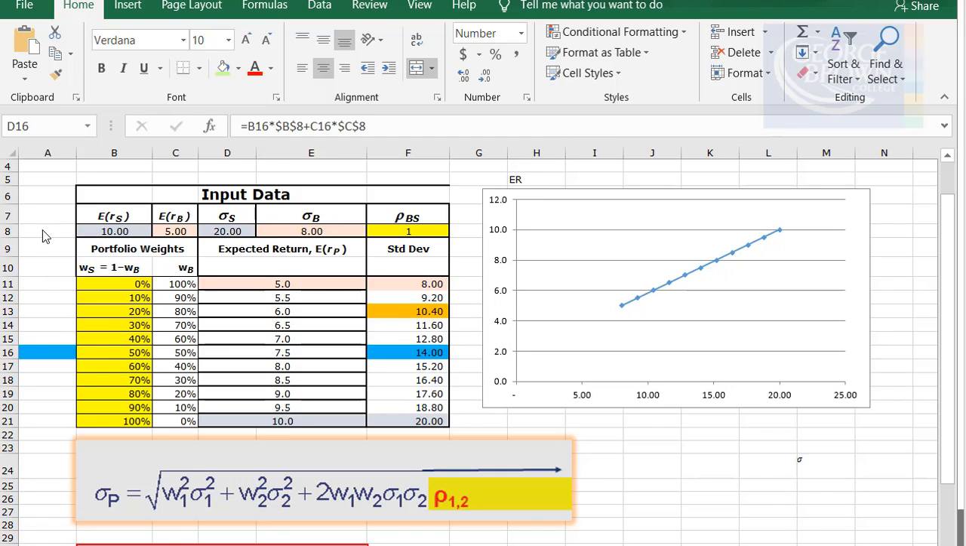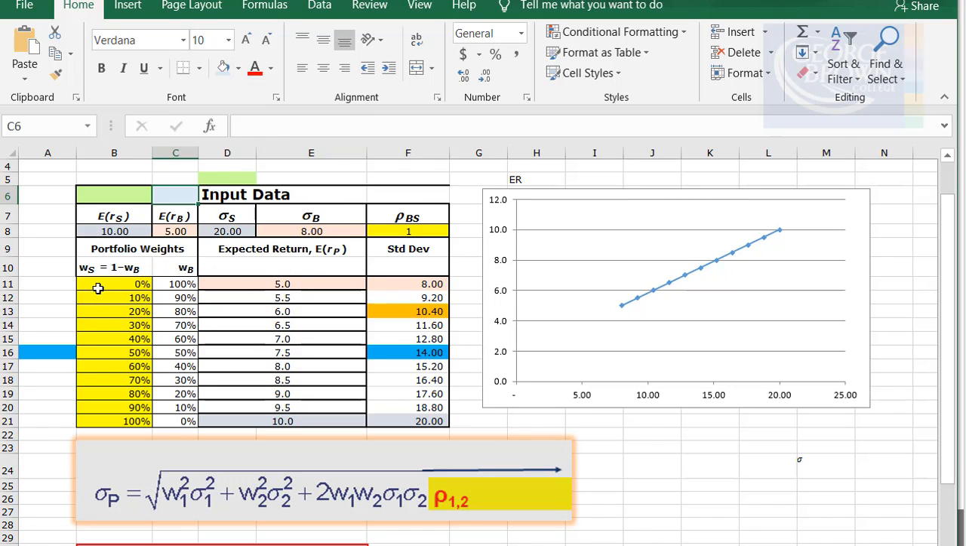So here I'm looking at a 2-asset portfolio. I'm calling this a stock. The expected return of the stock is 10%, and the expected standard deviation of the stock is 20%. I'm using numbers kind of similar to what we saw for the Ibbotson. Then I have the expected return of, say, a bond, 5%, and the expected standard deviation of the bond being 8%.